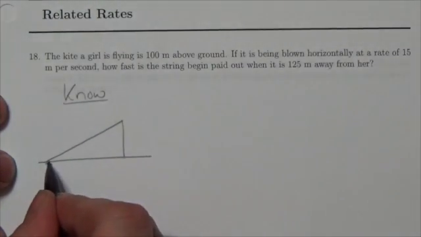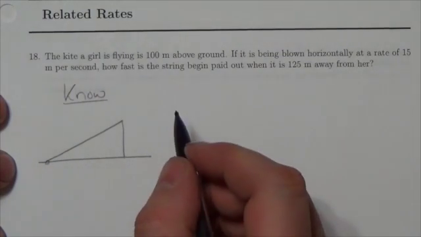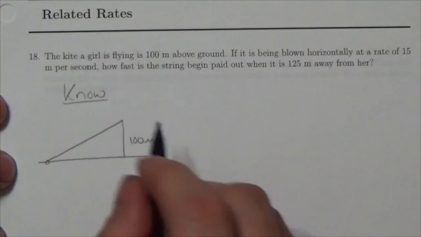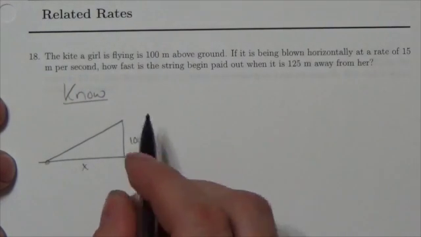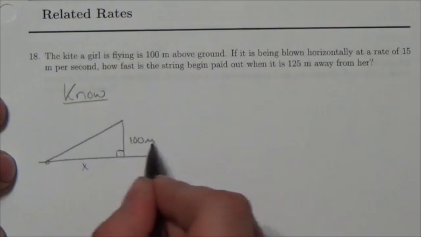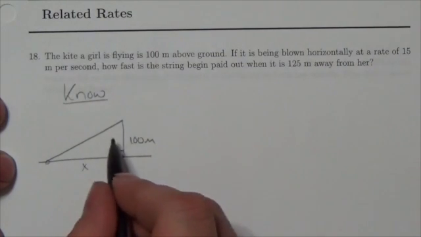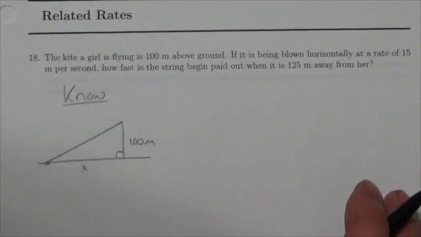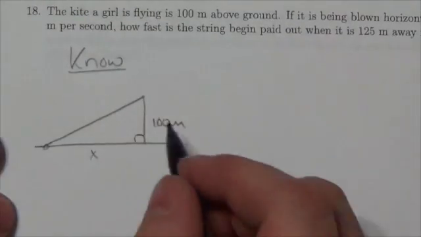So here's the situation. Here's the girl right here. The kite is 100 meters above the ground here. Now, we're assuming it's being blown horizontally, so its height isn't changing. So that's going to be constant here. Normally I would put a y here, but I don't really need that because it's not going to be a variable. That's actually going to be a constant.